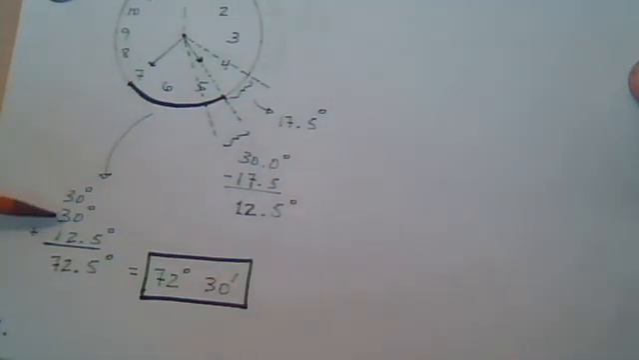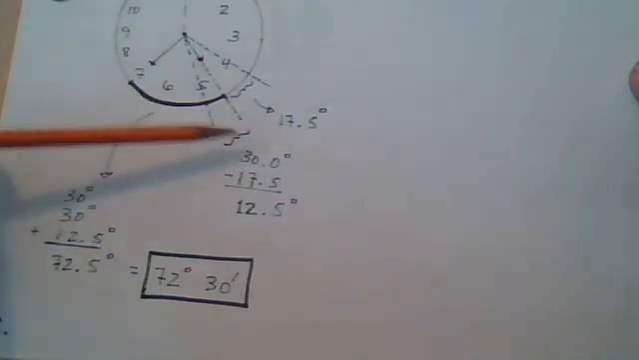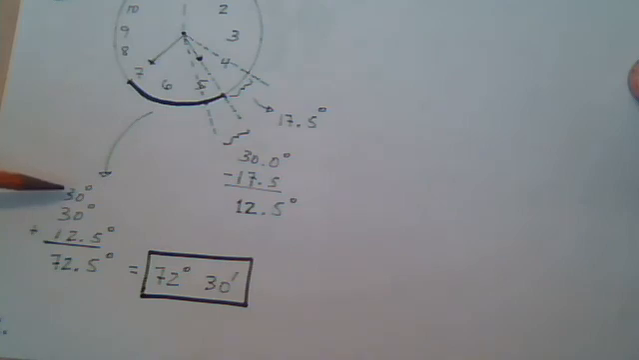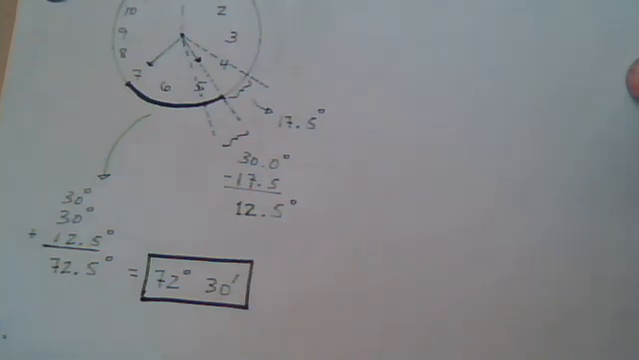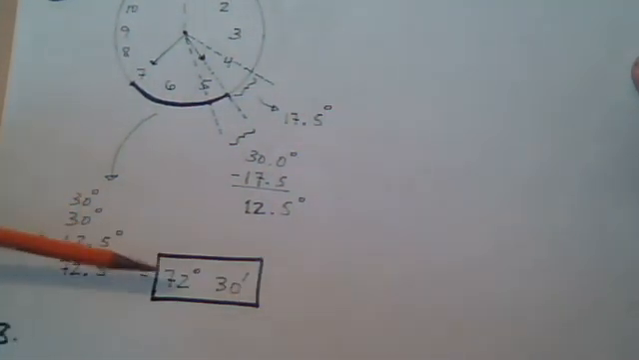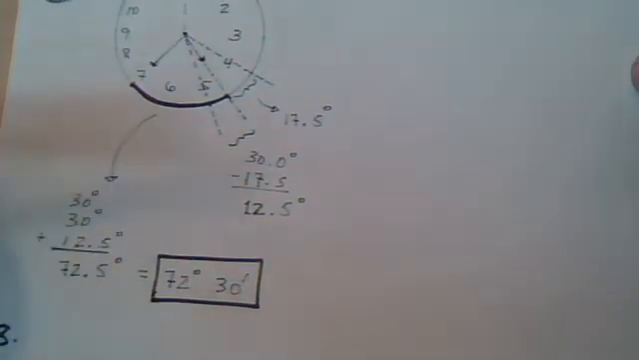So 30 plus 30 plus 12.5 degrees, which we obtained from this subtraction. 30 degrees plus 30 degrees plus 12.5 degrees is 72.5 degrees. And then put in the form of degrees and minutes, it's 72 degrees, 30 minutes.